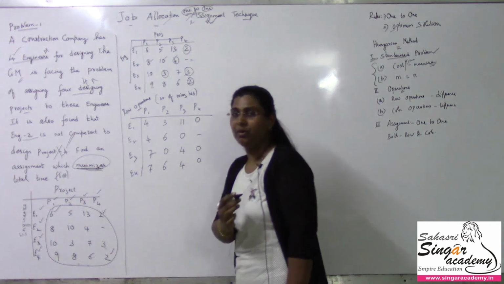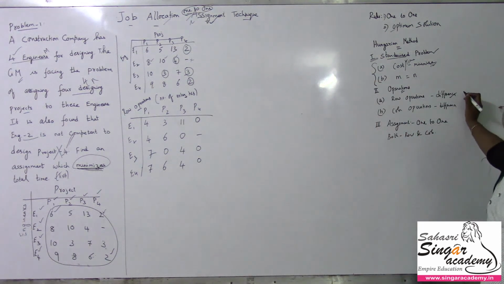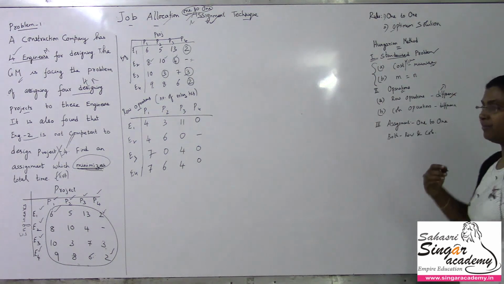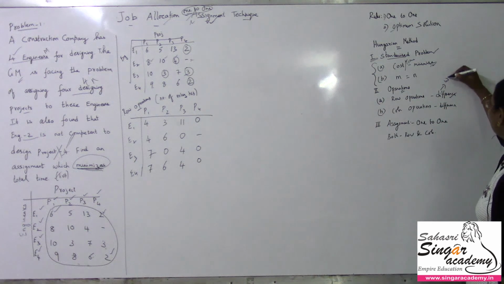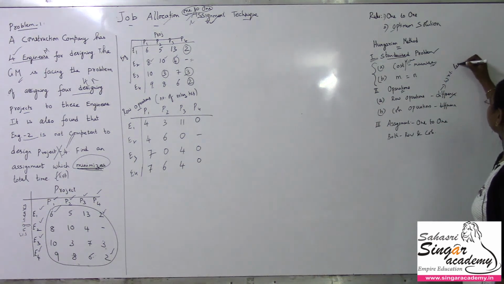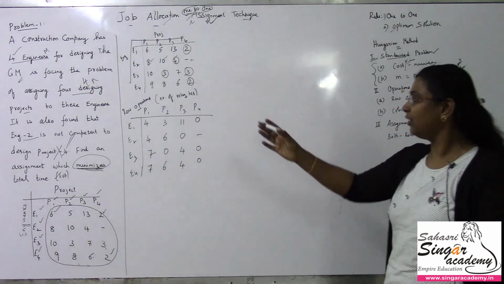Is it okay? This is what you call a row operation. So row operation with respect to difference. How do you find the difference? If you just memorize this point by point, we'll say the difference is with respect to the least value. The least value. Is it okay? The same thing we are going to do for the projects also.